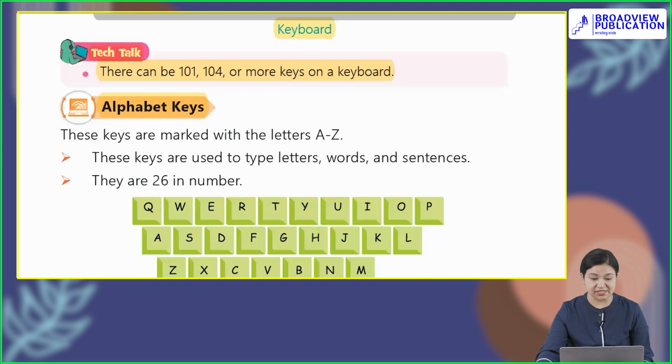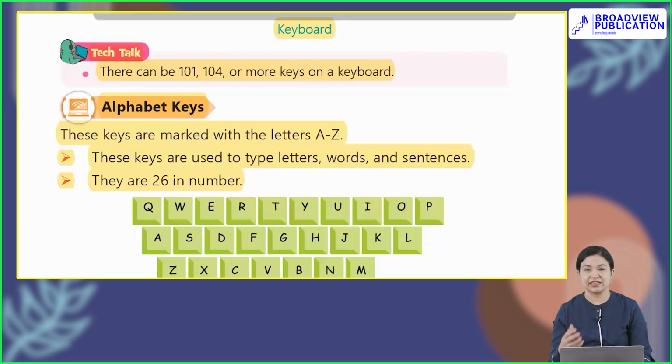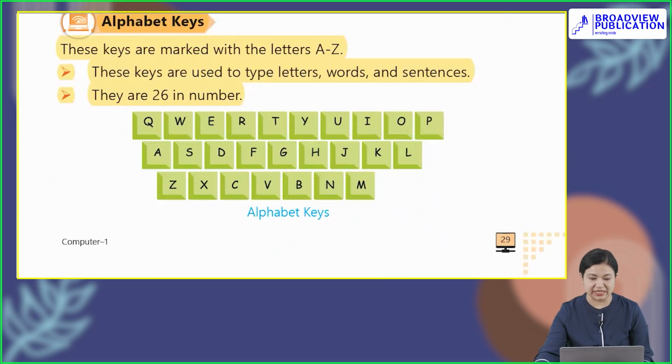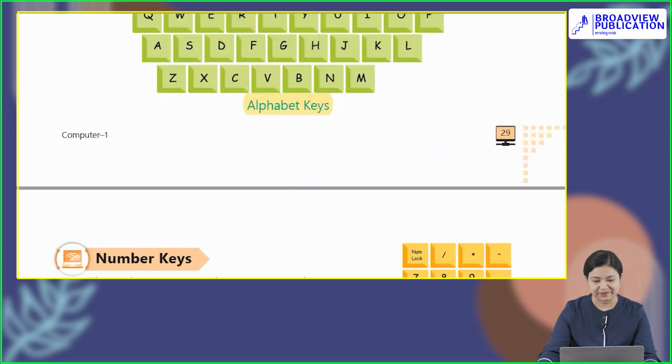Now, alphabet keys. These keys are marked with the letters A to Z. These keys are used to type letters, words and sentences. They are 26 in number. So, as you can see in the picture, these all are alphabet keys and these are 26 in number. We use these keys to write or type letters, words and sentences.